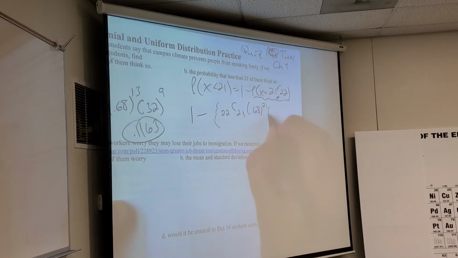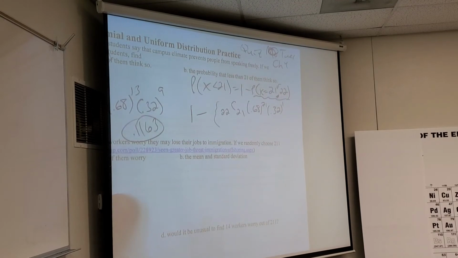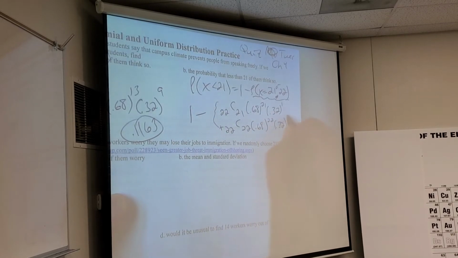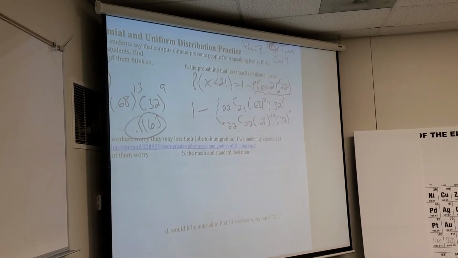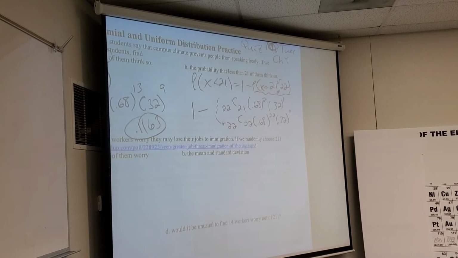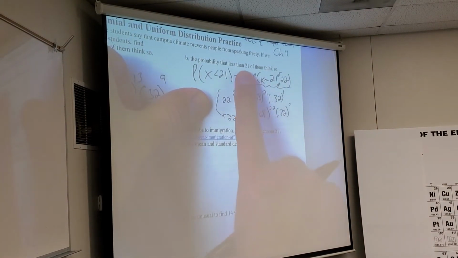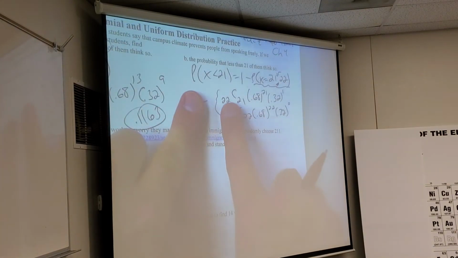0.68 to the 21, 0.32 to the 1. Or 22 choose 22, 0.68 to the 22, 0.32 to the 0. So all I've done there is the same thing we did in the first part. I'm just doing it for 21, 22. So if I do this, I get the opposite of what they want, and then I do 1 minus that. So go ahead and figure out what this plus this is.